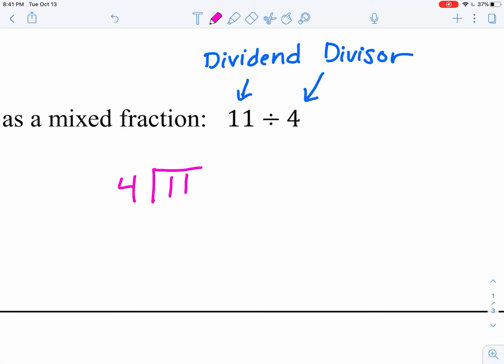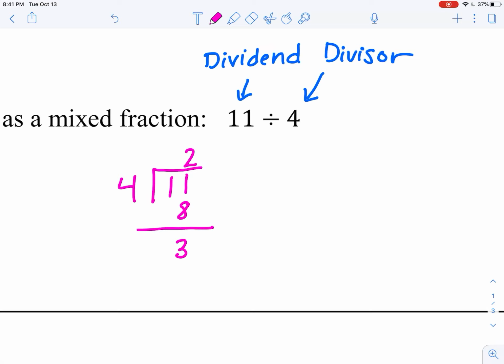And I would ask myself, does 4 go into 1? No, so then I would change my question, does 4 go into 11? And if so, how many times? It does. So 4 goes into 11 2 times, and that would give me 8. And so I can see that my remainder is 3.